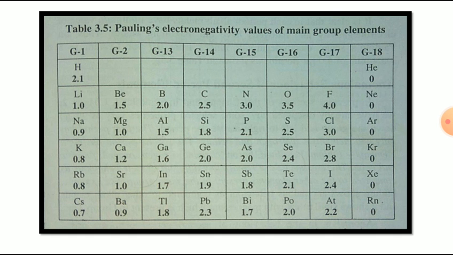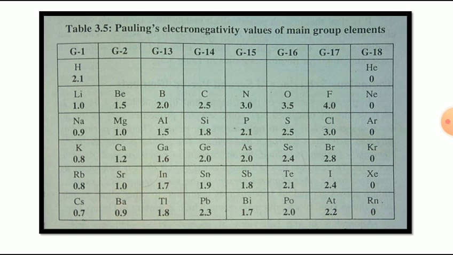So in case of a period, from left to right, the atomic size decreases, and in case of a group, from top to bottom, the atomic size increases. So electronegativity, in case of a period from left to right, goes on increasing, and from top to bottom in case of a group the electronegativity goes on decreasing. So this is the trend in case of these main group elements.